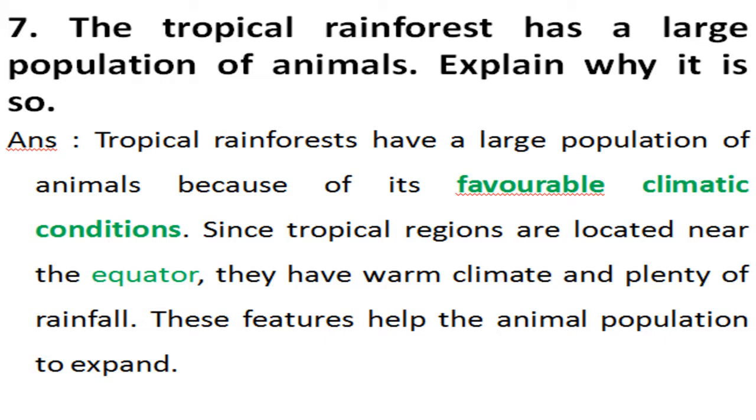Explain why it is so. So the answer to this question is tropical rainforests have a large population of animals because of their favorable climatic conditions. Since tropical rainforest regions are located near the equator, they have a warm climate and plenty of rainfall. These features help the animal population to expand. So there is a large population of animals in the tropical rainforest.